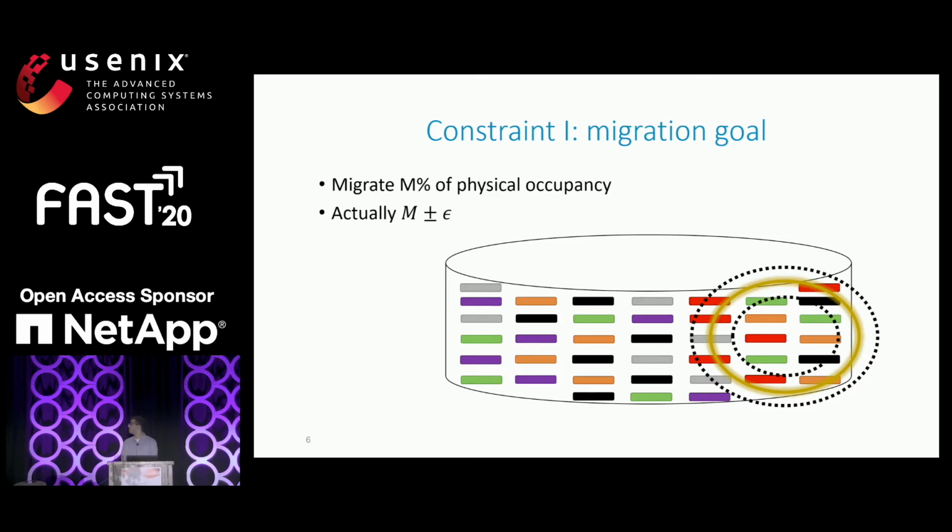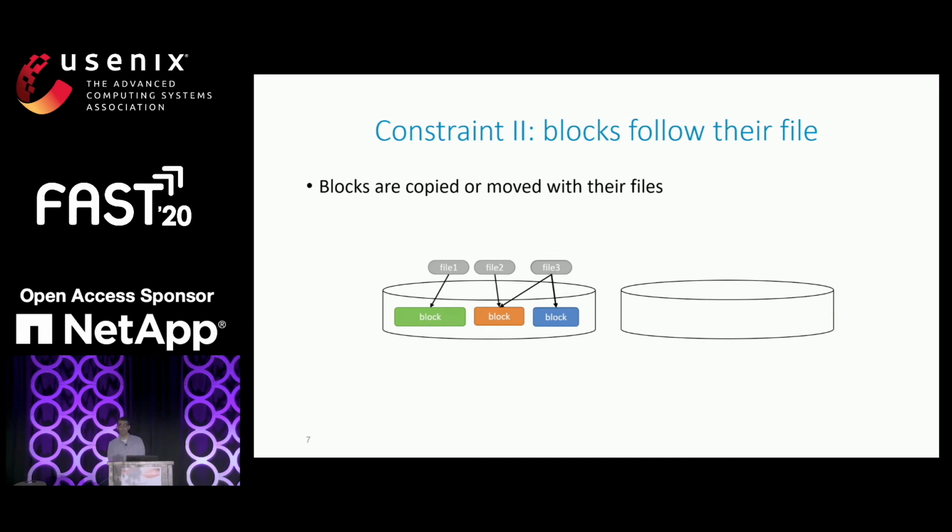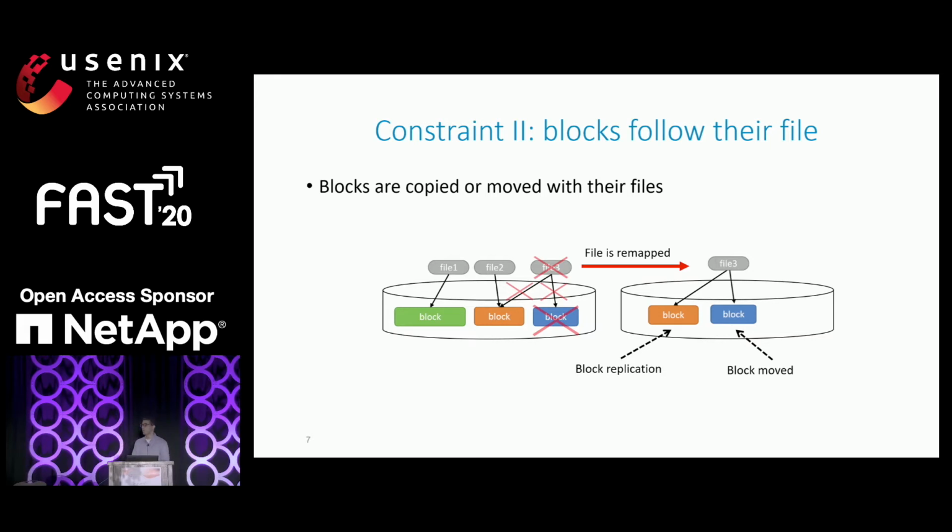The second group of constraints is that, because we're not in a distributed storage system, we assume that each block should reside in the storage volume of its files. So if we remap a file from the source to the destination volume, the destination must include all of the file's blocks in order to retrieve the file information. At this point, we don't care whether these blocks are moved or replicated, as long as they are there, it's fine.